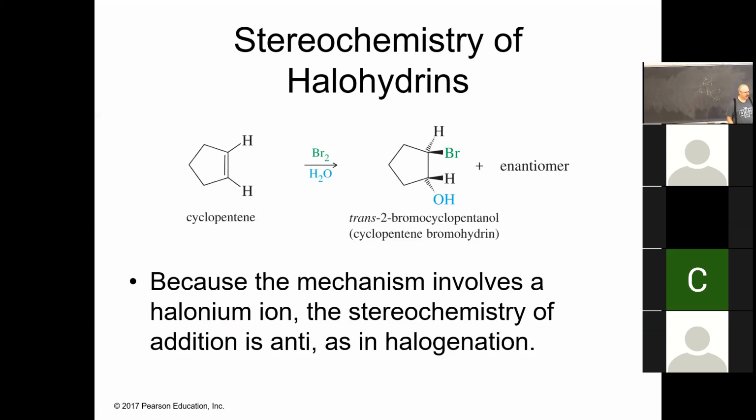Okay, so if we're using cyclopentene, the product will be the trans 2-bromocyclopentanol. We haven't talked about alcohols yet, but alcohols will take priority in naming over halides. So that's why the alcohol is on number 1.